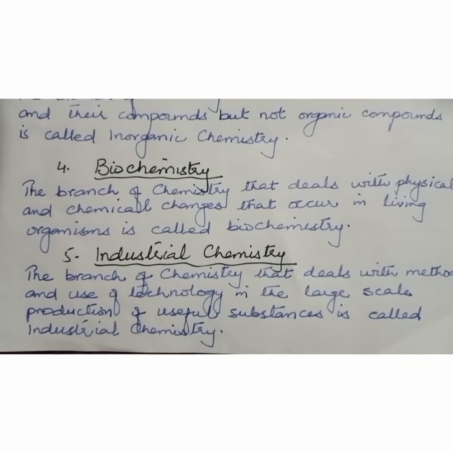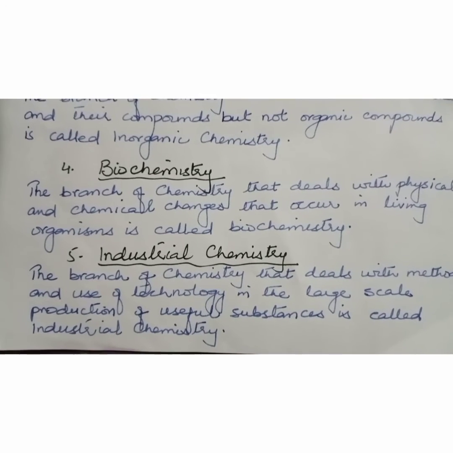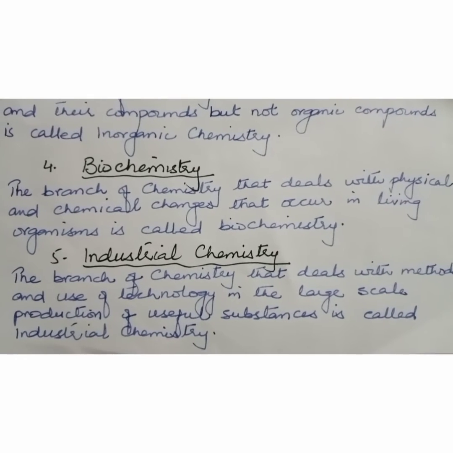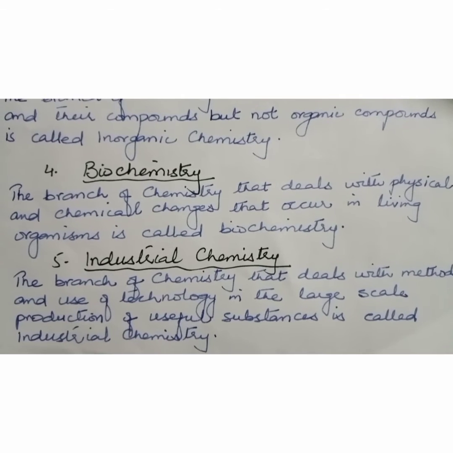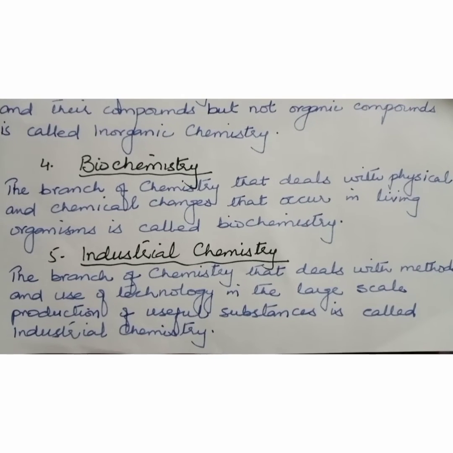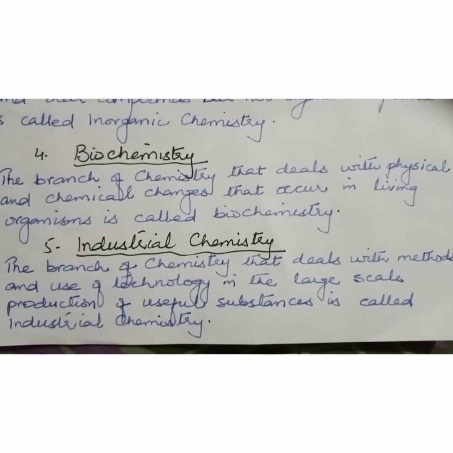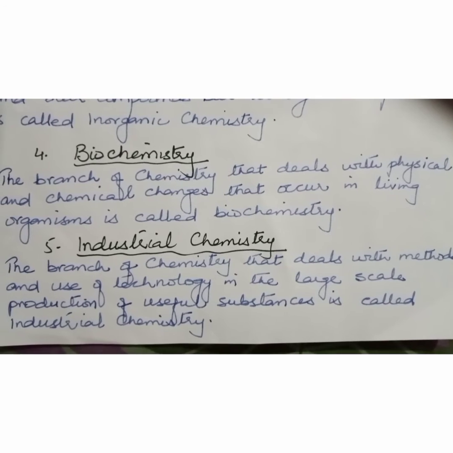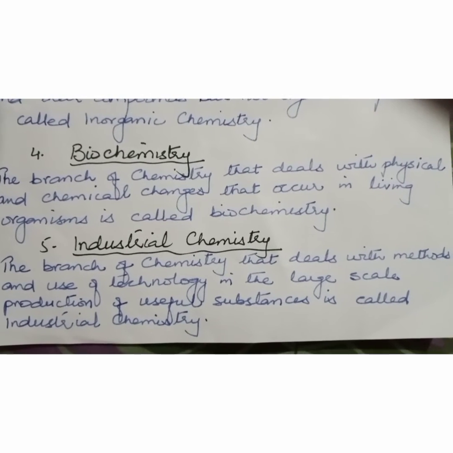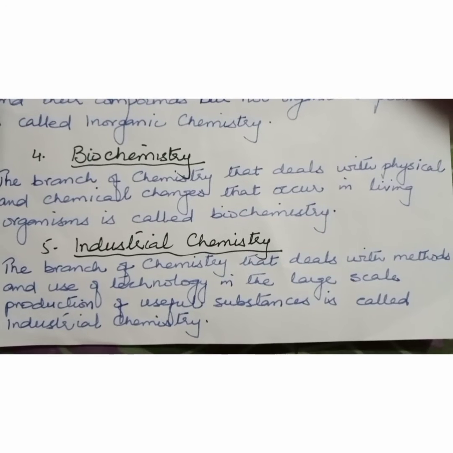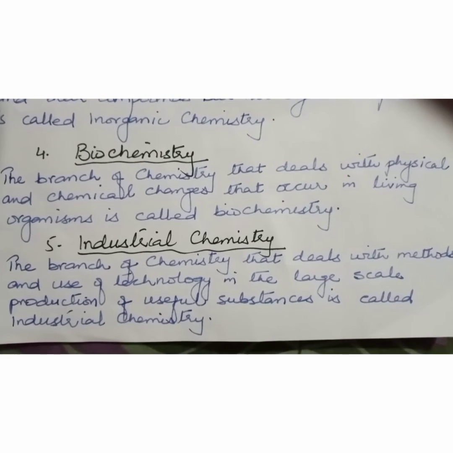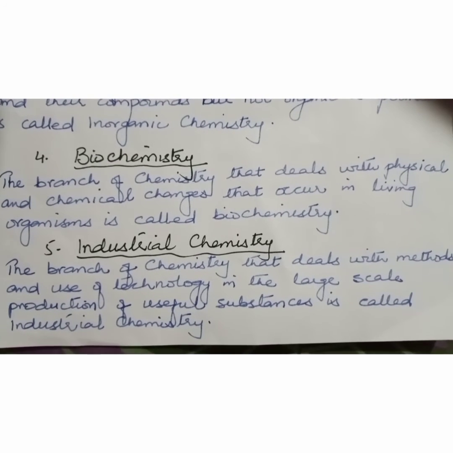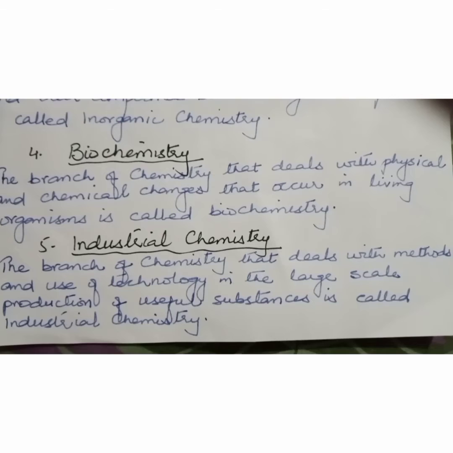It is an example of physical change. Now, what is chemical change, students? Chemical change results from chemical reaction. For example, digestion of food. I hope now the definition of biochemistry is clear to you. Let us read it once again. What is biochemistry? The branch of chemistry that deals with the physical and chemical changes that occur in living organisms is called biochemistry.